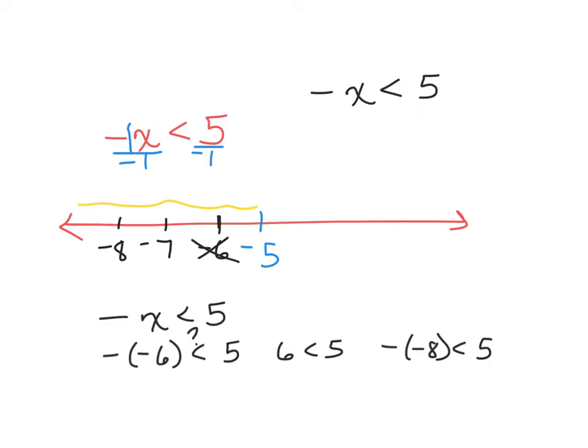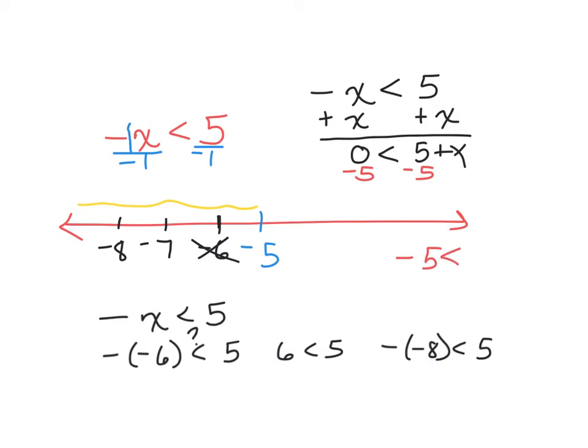I'm going to take that inequality, and I want that coefficient of x to be positive. I'm going to add x to both sides. I would get 0 is less than 5 plus x. And then I could subtract 5 from both sides. I would get negative 5 is less than x. And then again, I'm going to turn it around. This is saying x is greater than negative 5.